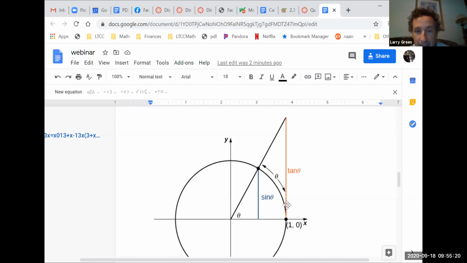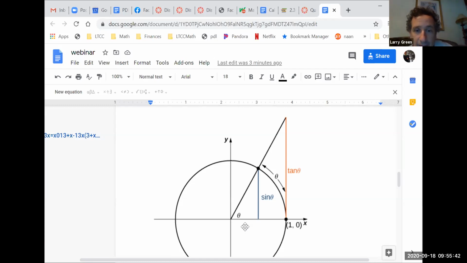We have that this tall segment is tangent of theta. Okay, and this all works. You can play around and test it and see that it actually works. Any questions on this picture?